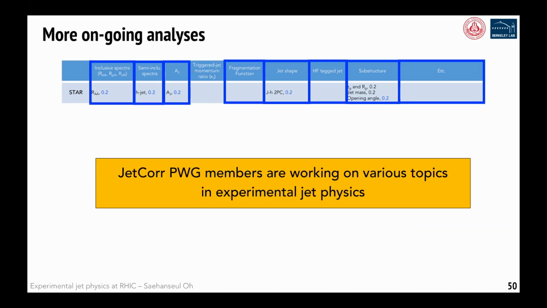And there are more ongoing analyses in the STAR JetCorr PWG. I just counted our ongoing analyses and tried to fit them in my own chart. We are filling up almost everything except this one. There can be more, but we definitely have more than one analysis in each category. The JetCorr PWG members are working on various topics in experimental jet physics, so we are a very active group.